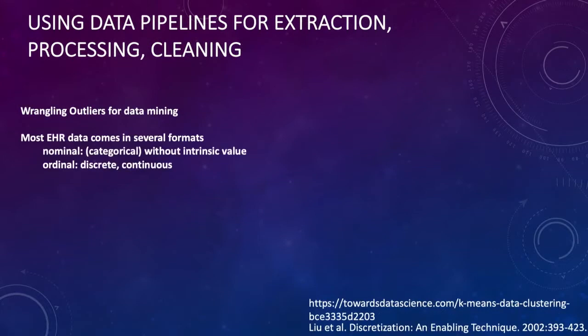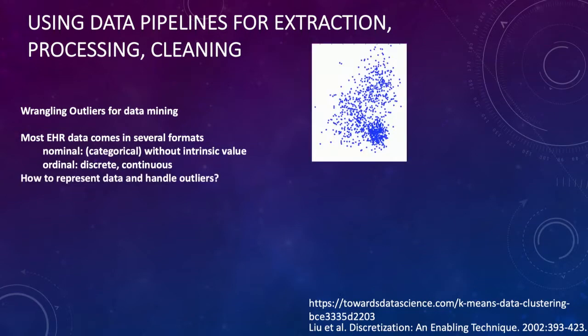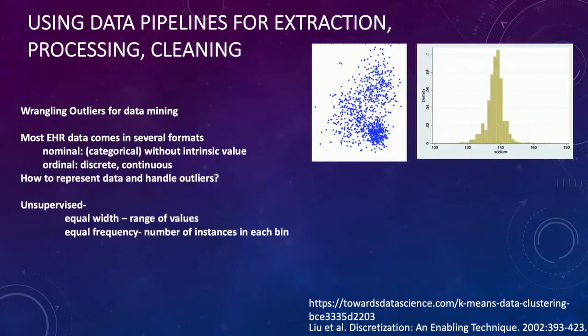This is a fun area, which is just wrangling your data. This is the concept of transforming your data from continuous to categorical. Most EHR data comes in several formats. It's either nominal or categorical, which is data that doesn't have intrinsic value, or it's ordinal, and those can be either discrete or continuous. But how do you represent these outliers?